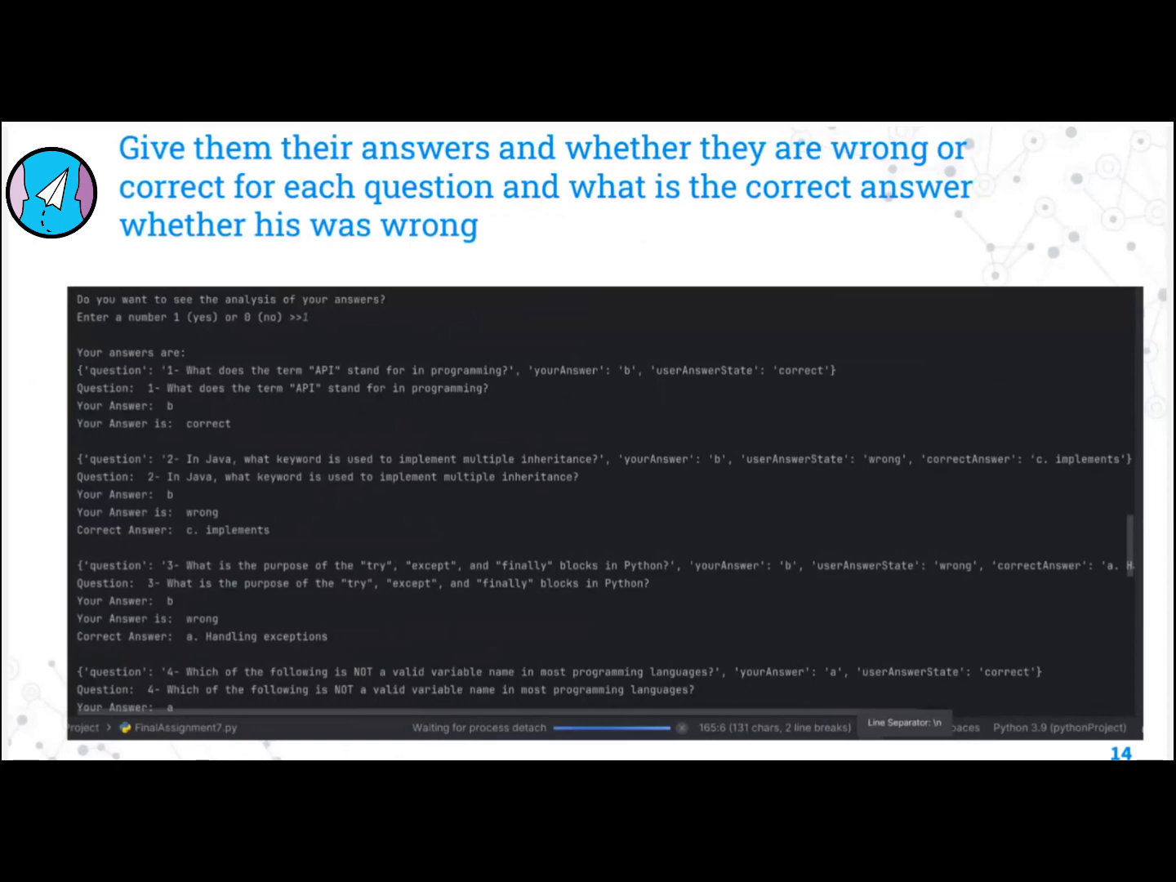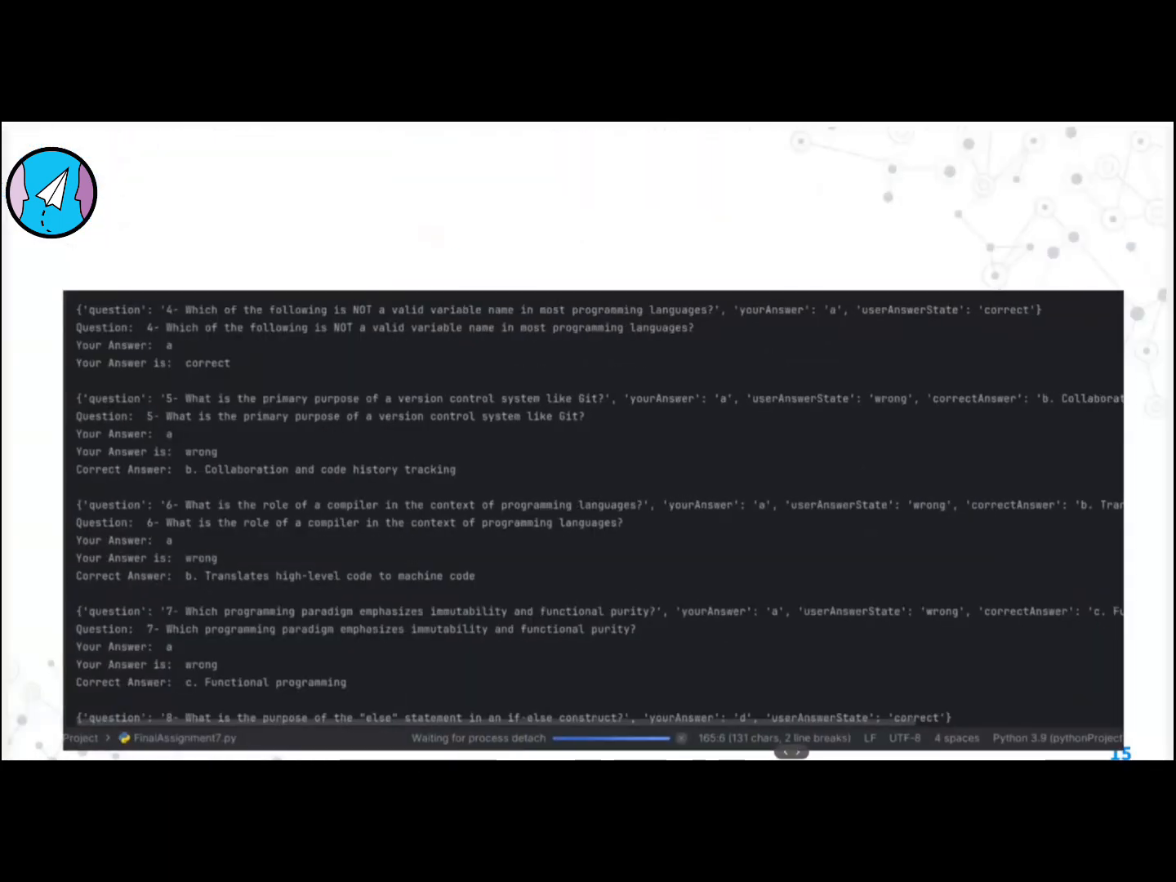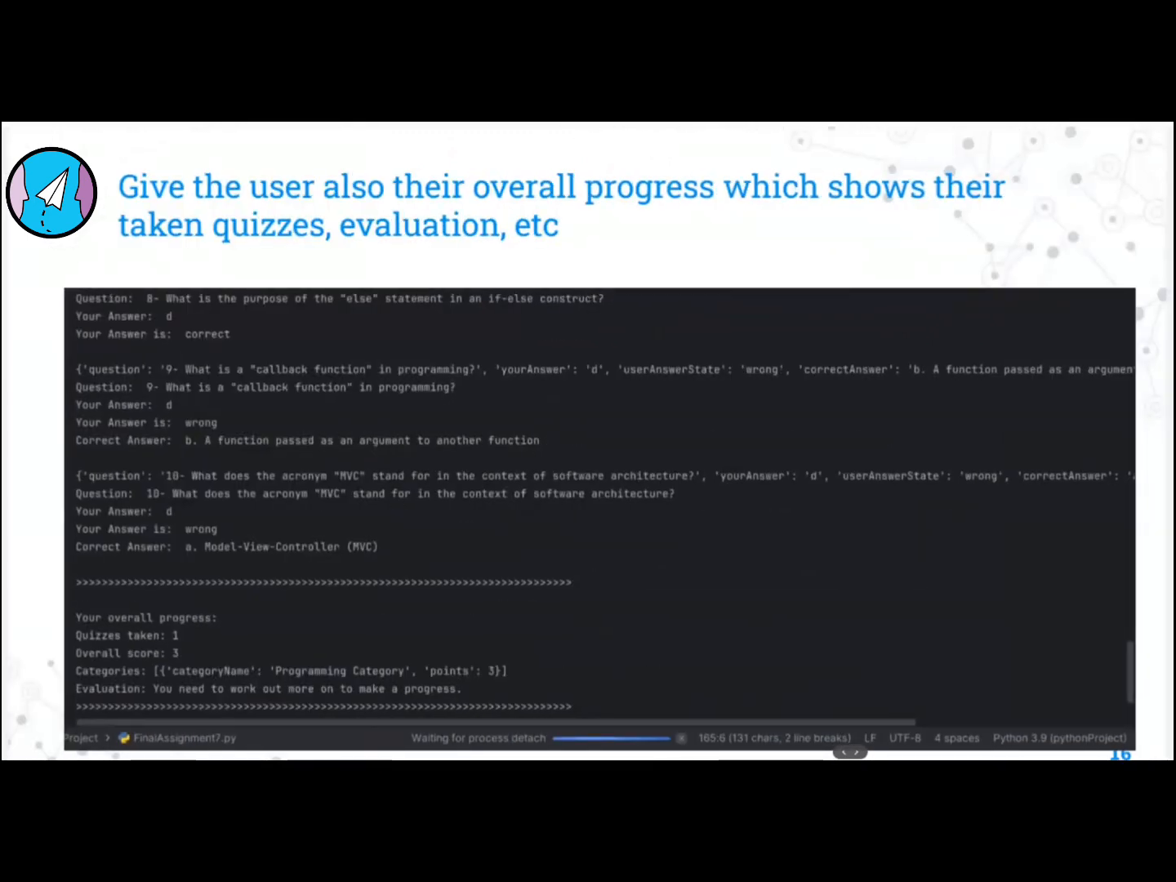After he entered yes, he can see the question, his answer, and the correct answer if his answer was wrong. For example, here in the first question, his answer was correct, but in the second one, his answer was wrong. And this analysis will be shown for all 10 questions. After he sees all of his questions and answers, he will see his overall progress. For example, the quizzes taken. Here, Ghadir only took one quiz, so it is 1. If she has taken 2, it would increase to 2. And the overall score, because she took only 1, will be 3, and the category was programming.